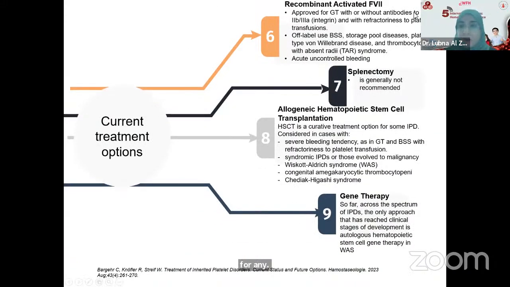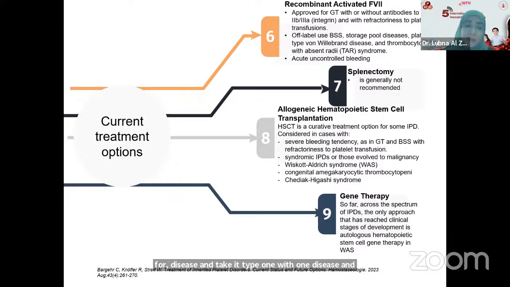The other modalities of treatment is recombinant activated factor 7. It has been approved to be used in Glanzmann thrombasthenia with or without antibodies and with or without refractoriness to platelet transfusion. It's off-label for Bernard-Soulier, cerebral disease, and typical von Willebrand disease, and thrombocytopenia with absent radii.